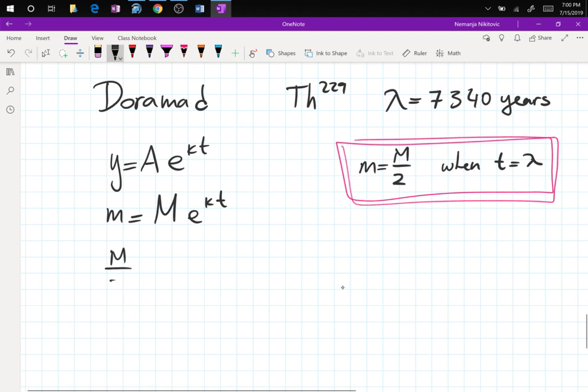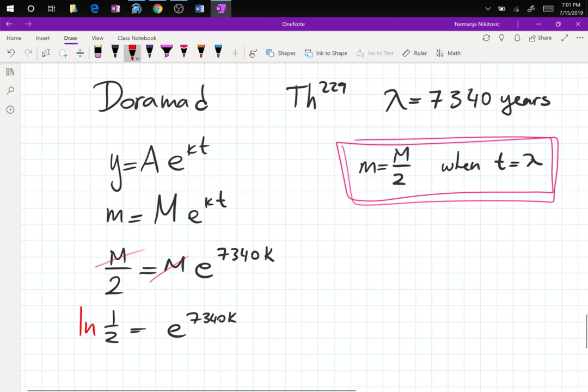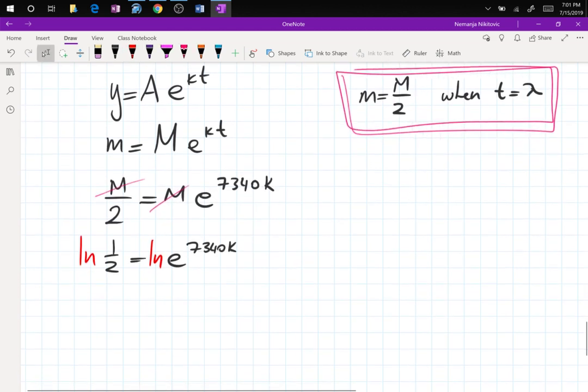So I get to write m over 2 is equal to m e to the 7340 k. M's cancel, and I get 1/2 is equal to e to the 7340 k. Hit both sides with ln, and we calculate k from here. So ln of 1/2 is negative 0.6931 equal to 7340k, and we see that k is negative.